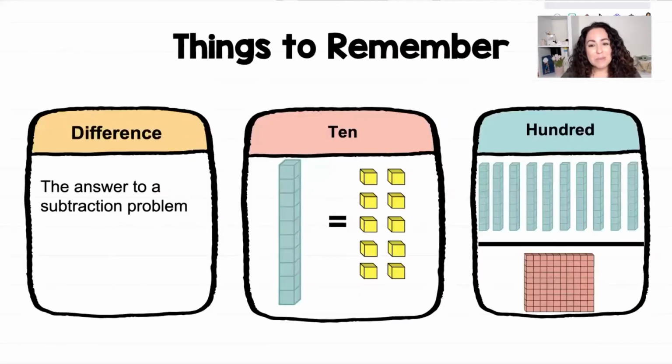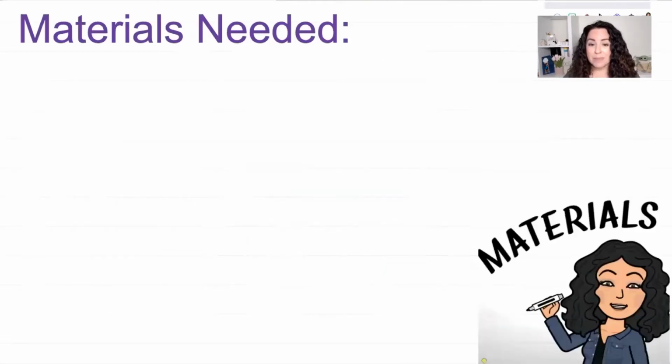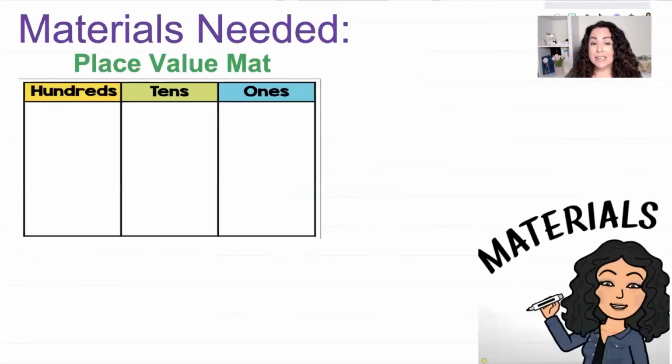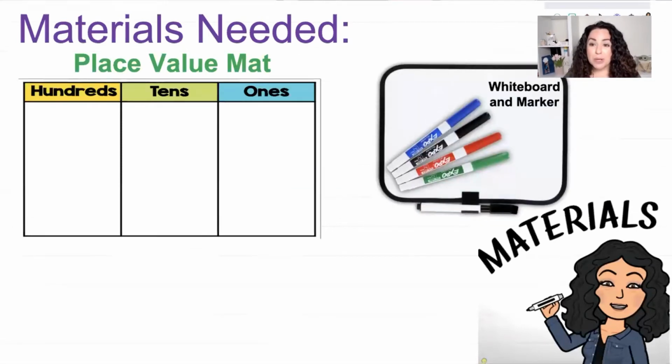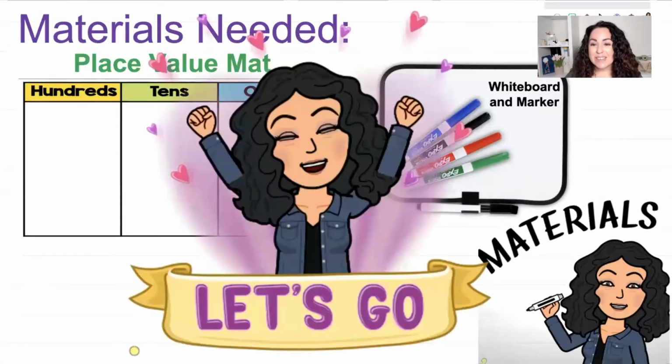Okay, so things to remember. Remember the difference is the answer to a subtraction problem. 10 is the same as 10 ones. 10 tens is the same as 100. Materials for today: you'll need a place value mat, that's optional, and a whiteboard marker. So let's go ahead and get started.